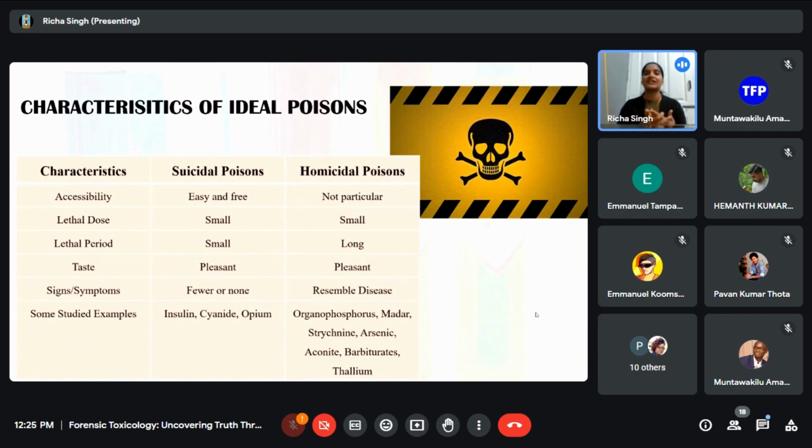Then we have strychnine, arsenic, aconite, barbiturates, thallium. Now, if we see, different types of heavy metals are the ones which are basically used for homicidal poisons. Why? Because they have a very small fatal dose, but a very long acting time. With a very small dose that you keep on giving to a person, it can lead to chronic poisoning of that person. And by the time the person can identify it, or by the time it affects the person, quite a lot of time has passed, let's say 1 month or 3 months, and then it finally comes to notice that so and so poison was given to the person and he has passed away because of it.